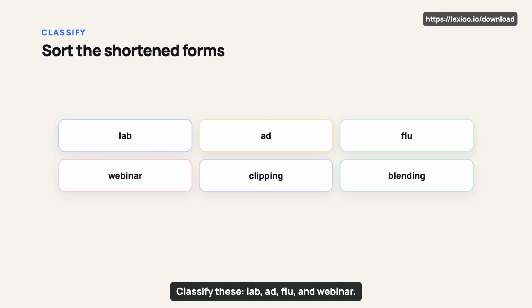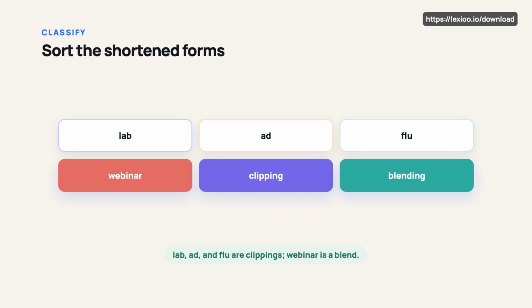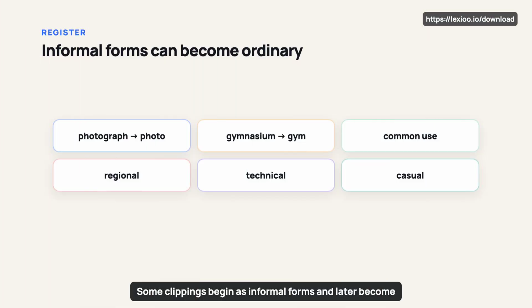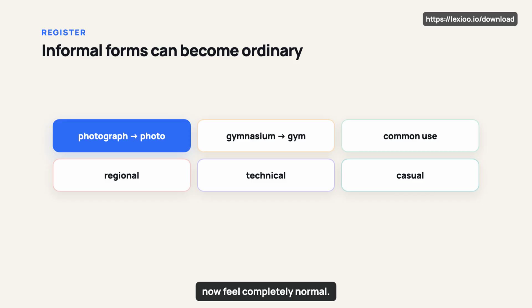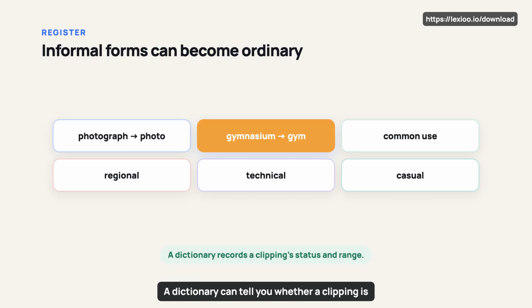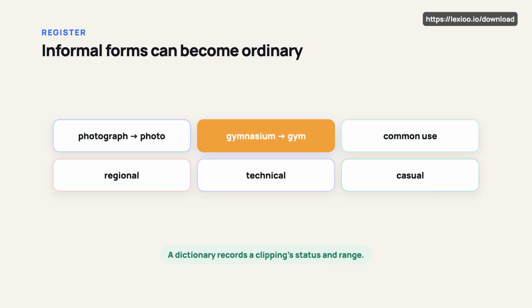Classify these: lab, ad, flu, and webinar. Lab, ad, and flu are clippings. Webinar is a blend. Some clippings begin as informal forms and later become ordinary vocabulary. Photo from photograph and gym from gymnasium now feel completely normal. A dictionary can tell you whether a clipping is standard, regional, technical, or still casual.